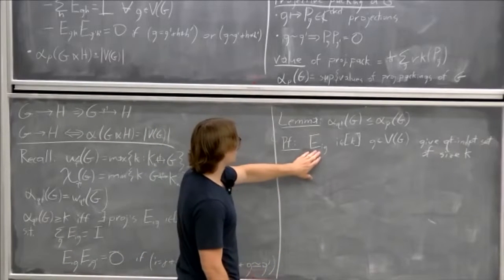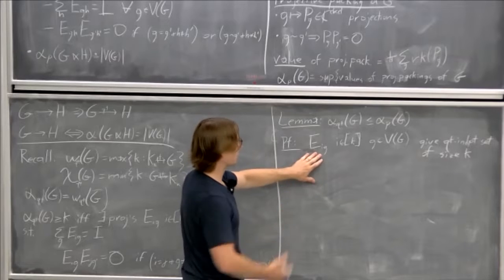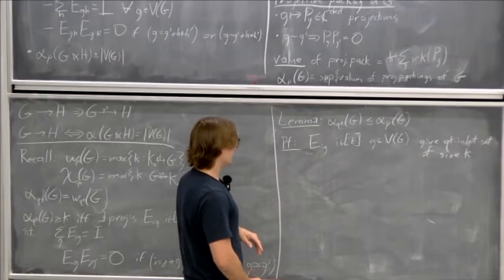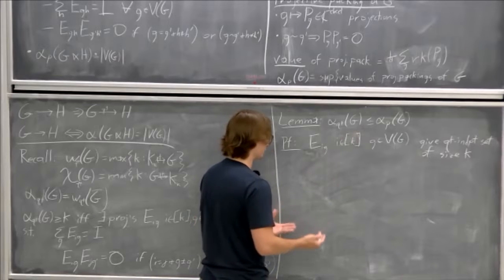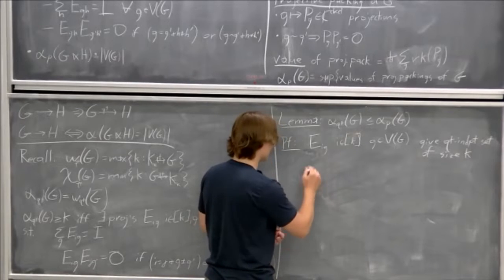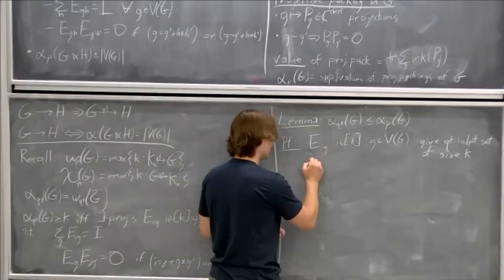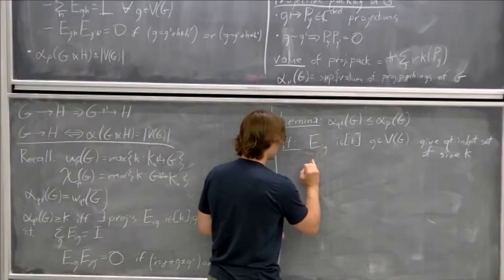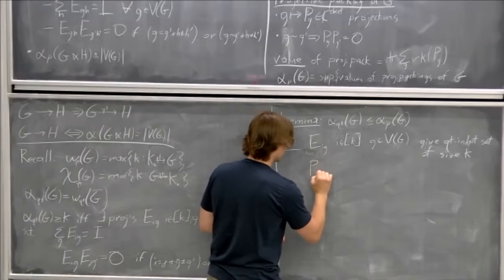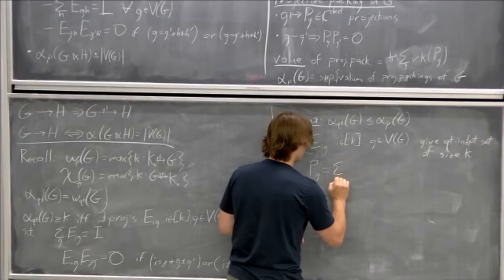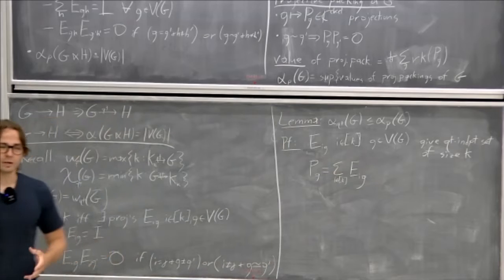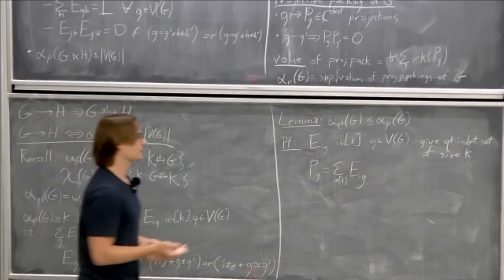So if I have these projections that give me this quantum independent set of size k, what I do to get a projective packing, well, there's not really a whole lot you can choose to do, so you do maybe the most obvious thing. I define my projective packing as follows: I just sum up all of these. And I need to check that this is a projective packing, but this is fairly straightforward.